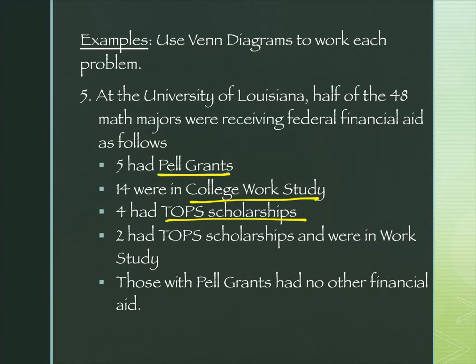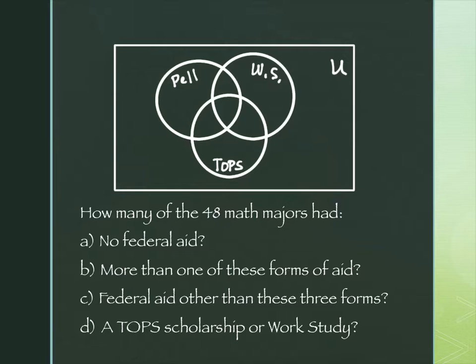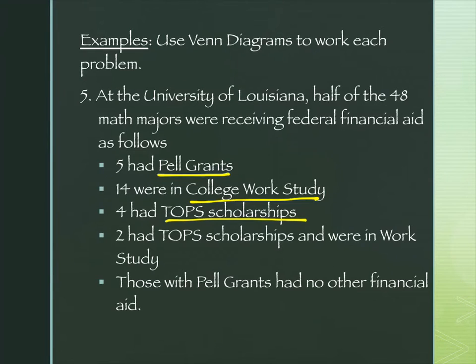All right, so looking at some of these details, just like in the earlier one, the ones that are just these broad categories, Pell Grants, work study, TOPS scholarships all by themselves are not really good places to start. The good places to start are places where things overlap. For example, it says those with Pell Grants had no other financial aid. That's actually a really good place to start because what that's telling you is that the Pell Grant cannot overlap anything. So while we drew it this way, it's going to have zeros here, here, and here because it doesn't overlap. And then we also were told that there are 5 with Pell Grants, so we can put the 5 out here. That gives us a lot of information right off the bat.